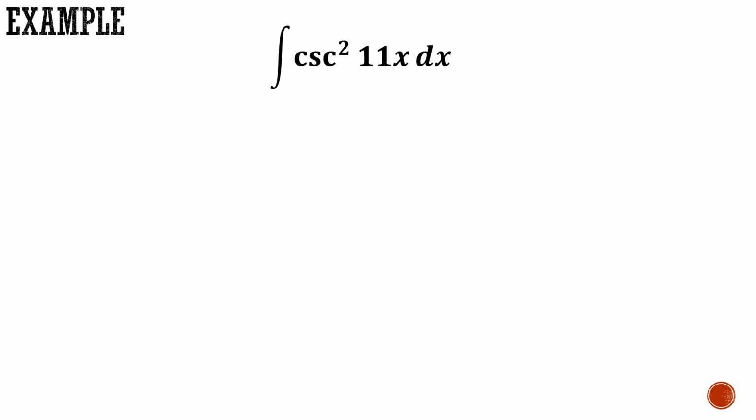Here we have the integral of cosecant squared 11x dx. Again, asking yourself, what is your inside function? We see our inside function is 11x. So u is going to be 11x. That means du is going to be 11 dx. Or if I divide out by the 11, since I don't need it, I have du over 11 equals dx.